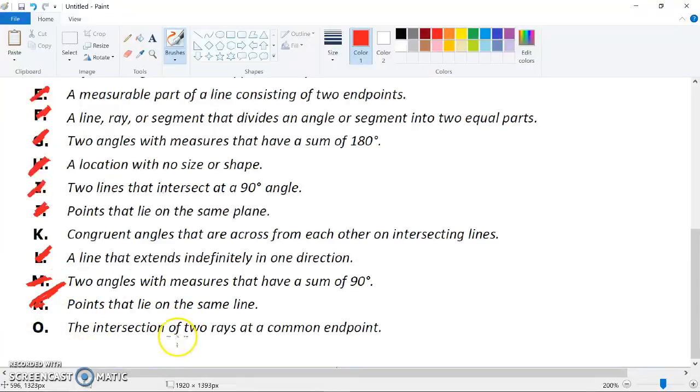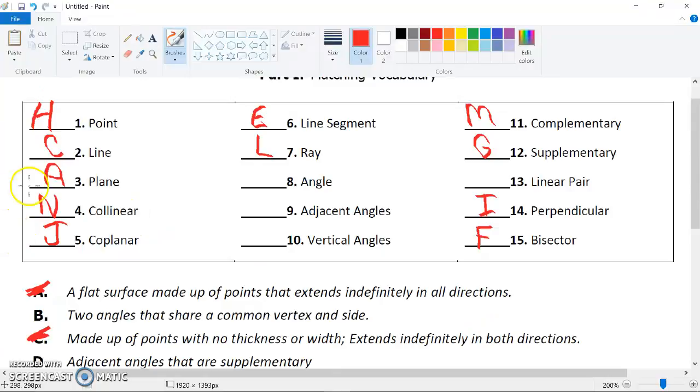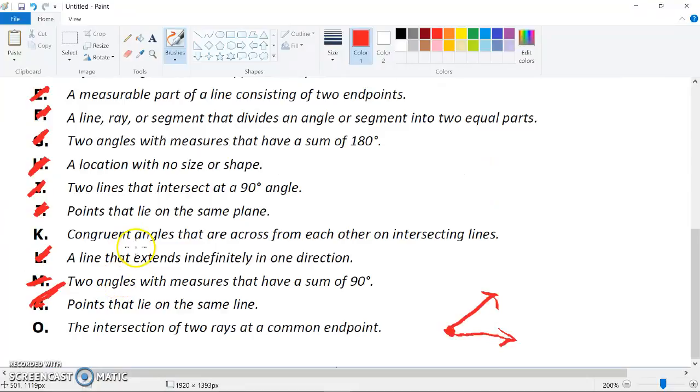O is interesting. It's the intersection of two rays at a common endpoint. Let me draw that definition out. Here's one ray. Here's another ray, and they have a common, that's a very crooked ray. And they have a common endpoint, which is right here. What did I just form? I formed an angle. So that is actually O. So 8 is O. Cross that one out.